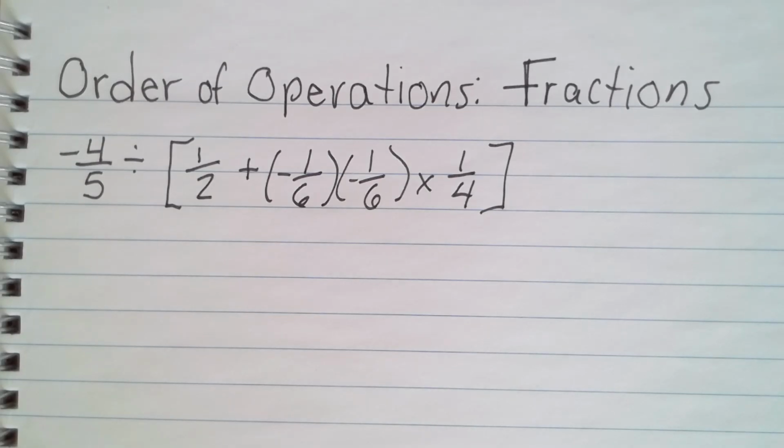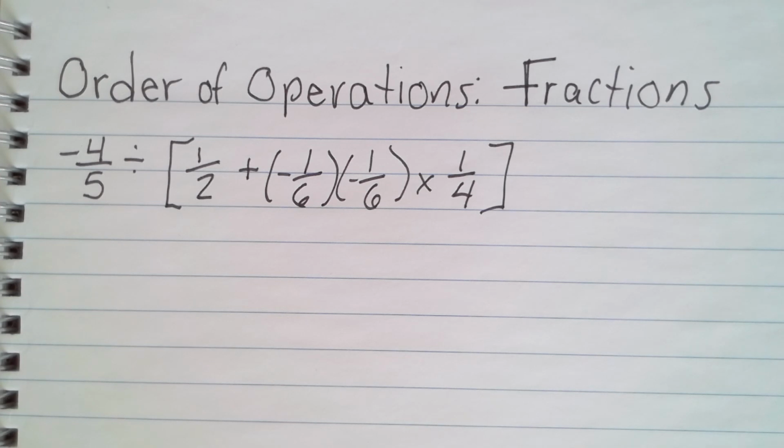Let's talk about order of operations when the question has fractions. So in this particular question, I have negative 4/5 divided by, and then in my brackets, I have 1/2 plus the product of negative 1/6 and negative 1/6 times 1/4. And then my bracket ends.